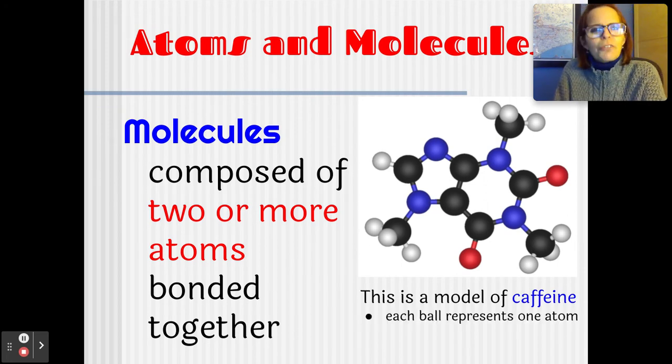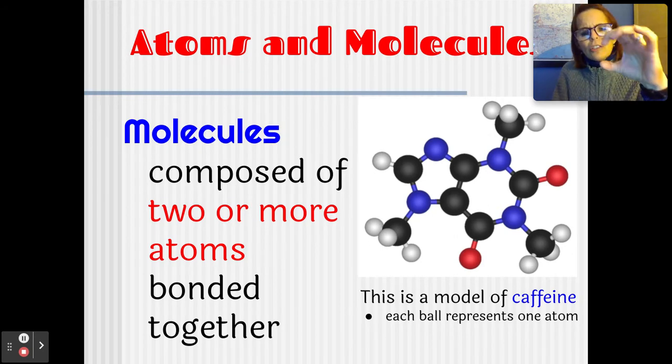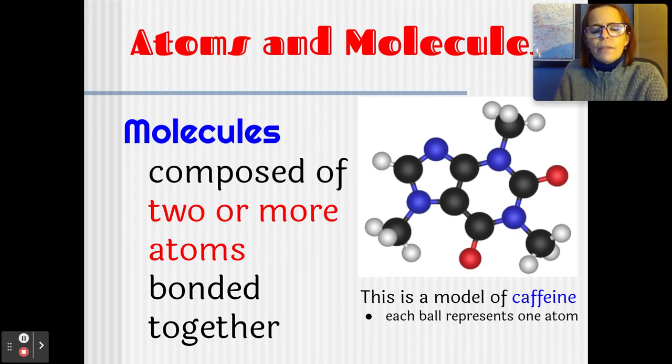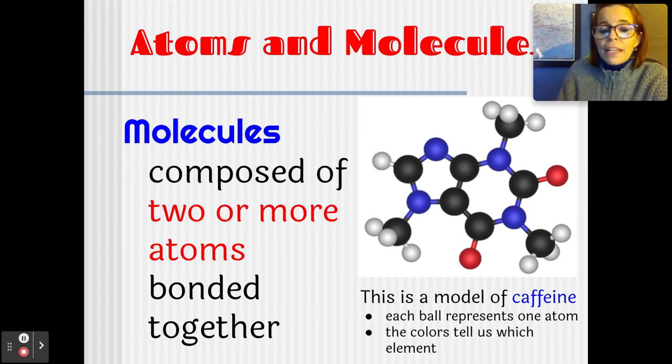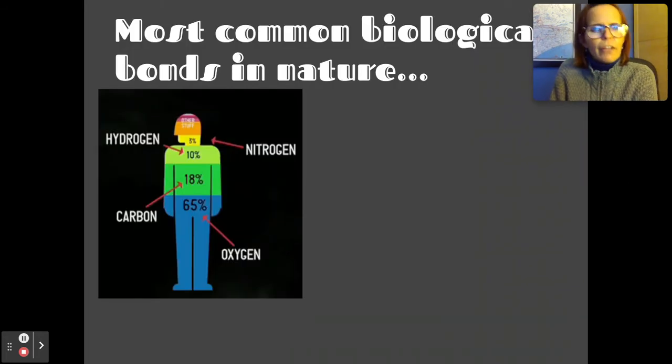So this is a molecule of caffeine, a model of caffeine. Each of the little balls represents 1 atom. The black ones are carbon. The blue ones, I have to think about that for just a second. Those are oxygens. The white ones are hydrogens, and I'm not sure what the red ones are. I'm not entirely sure how this diagram is working, but the colors tell us which element. I just don't know on this particular diagram what they are.